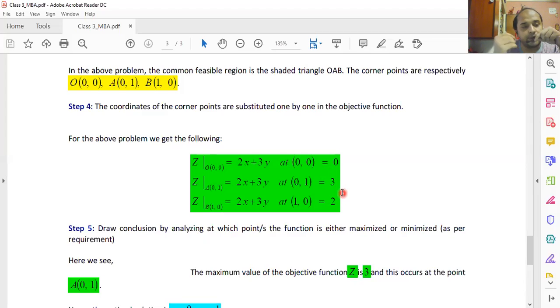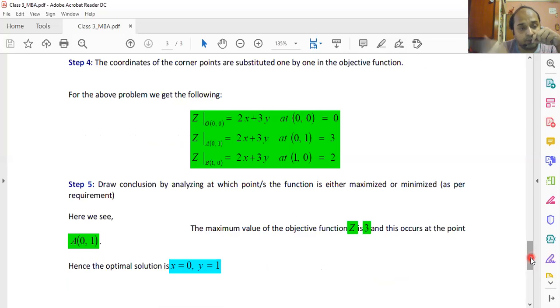In our case, the problem was of maximization type, because you have been asked to maximize z. Among these 3 values 0, 3, 2, the maximum is 3. So the objective function has been maximized to 3 units, and it is occurring at the point A (0, 1), that is for x equal to 0 and y equal to 1. So x equal to 0 and y equal to 1 becomes your optimal solution to the given problem.